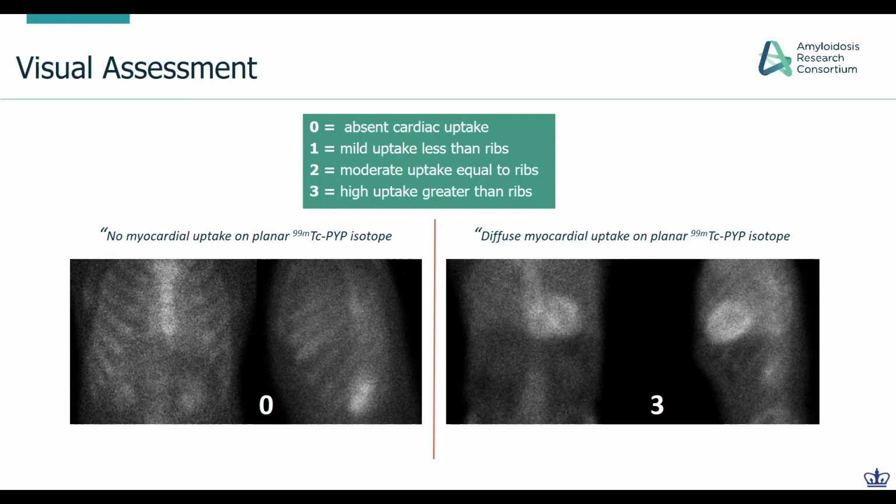And so in these patients, once you have central clearing and myocardial uptake, you're done basically. You say that there's TTR. You don't even need SPECT imaging for these patients. Same thing with a score of 0 or 3, you're done with your test and you know whether the patient has TTR or does not have TTR cardiac amyloidosis.